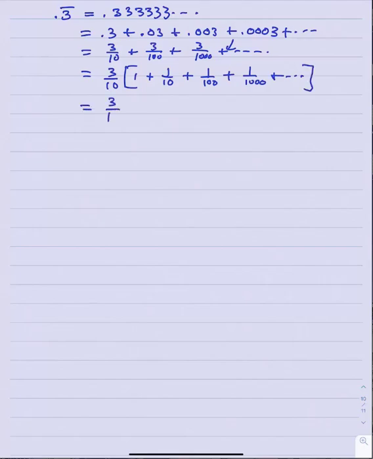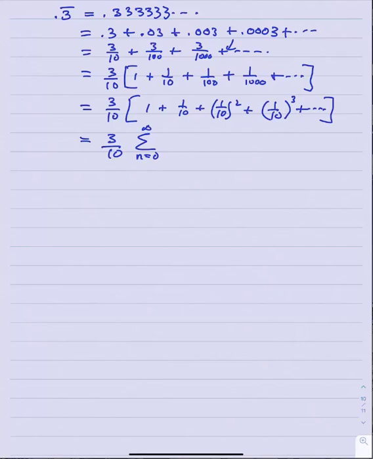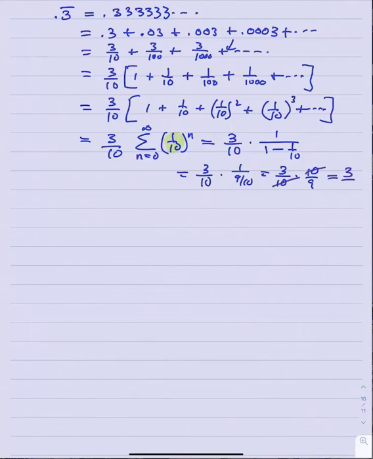And I recognize right away that inside the brackets, what I have is a 1 plus a 1/10 plus a 1/10 squared plus a 1/10 cubed, and so on, which is definitely a simple geometric series where my common ratio is 1/10, which means my summation should be 3/10 times 1 over 1 minus r, where r is the common ratio, 1/10. Okay, what does that give me? 3/10 times 1 over 9/10, which is 3/10 times 10/9, which is 3/9, which is 1/3.